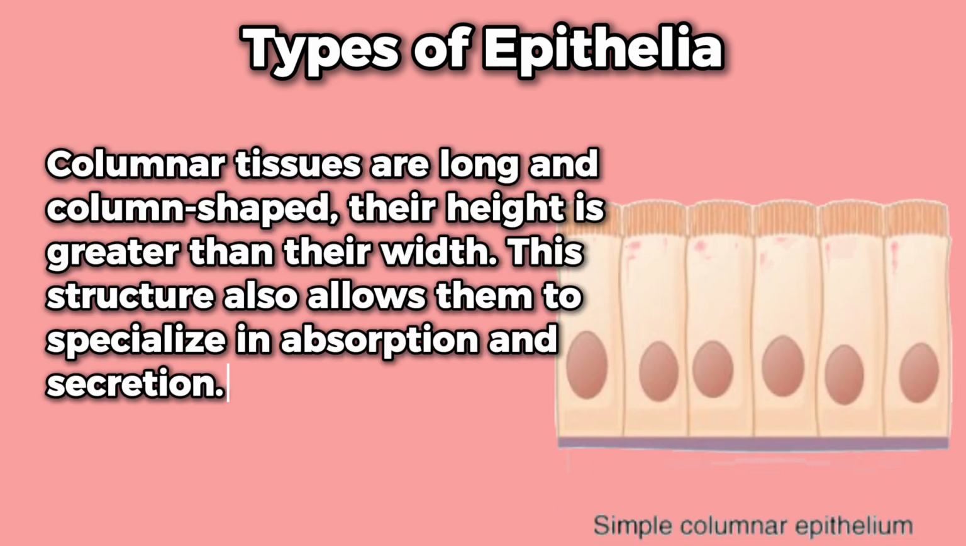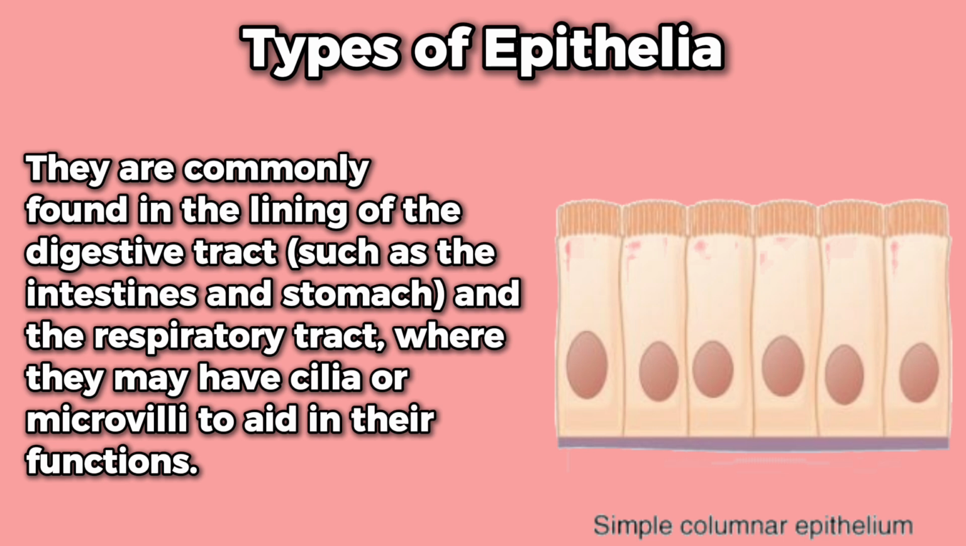Columnar tissues are long and column-shaped. Their height is greater than their width. This structure also allows them to specialize in absorption and secretion. They are commonly found in the lining of the digestive tract, such as the intestines and stomach, and the respiratory tract, where they may have cilia or microvilli to aid in their functions.